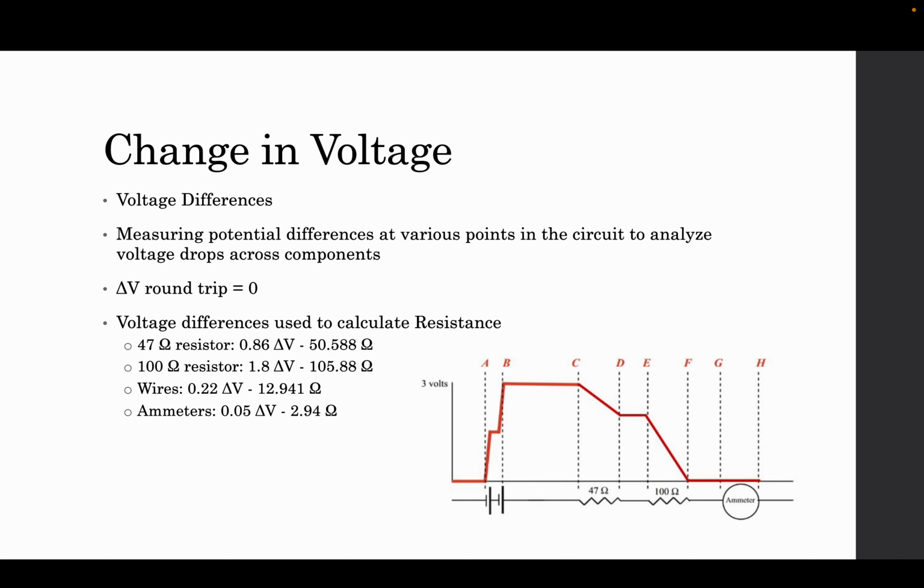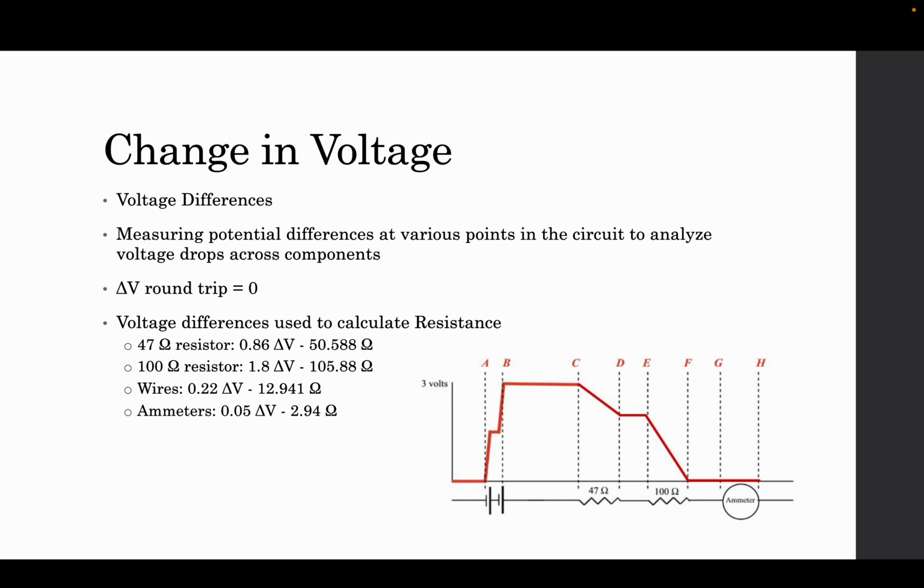The change in voltage, which is measuring the potential differences at various points in the circuit to analyze voltage drops across components. So, using the fact that delta V round trip in the circuit is 0, we were able to produce the graph below and calculate that the 47 ohm resistor had a voltage drop of 0.86 volts, which calculated to 50.588 ohms of resistance.